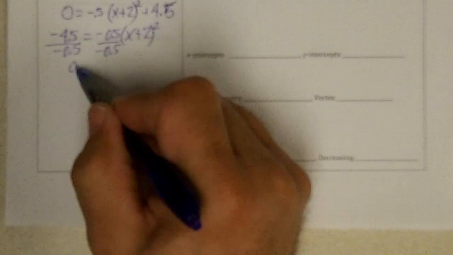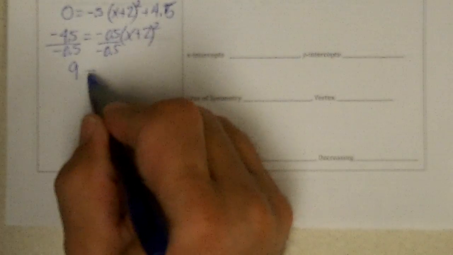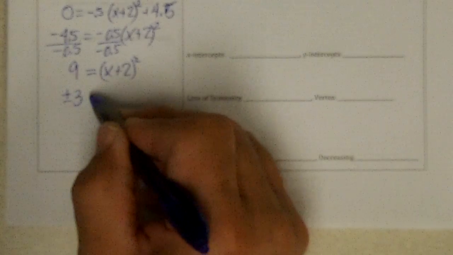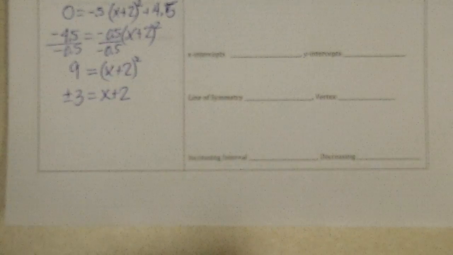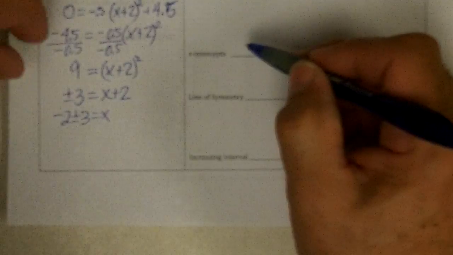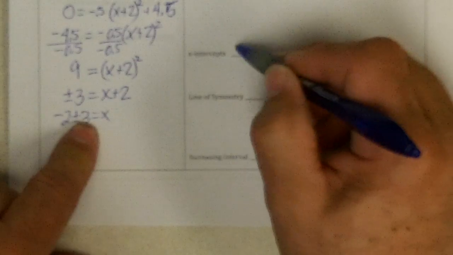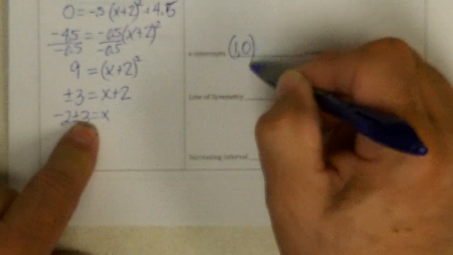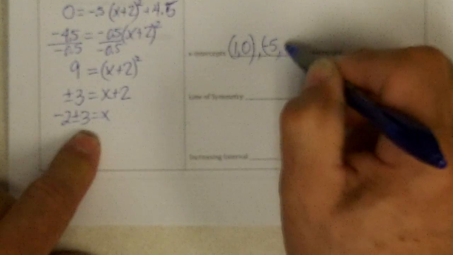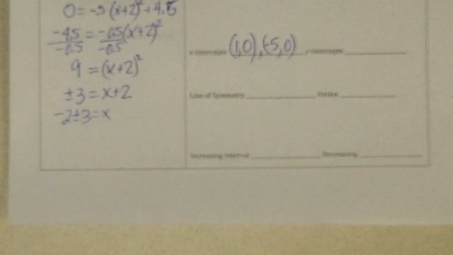And I get 9 equals x plus 2 quantity squared. And if I take the square root of both sides, I get plus or minus 3 equals x plus 2. And if I subtract 2, I get minus 2 plus or minus 3 equals x. So my x-intercepts are minus 2 plus 3 is 1, or minus 2 minus 3 is negative 5. There's my x-intercepts.